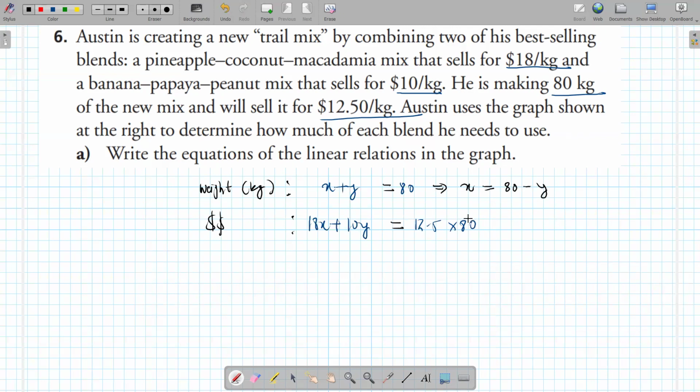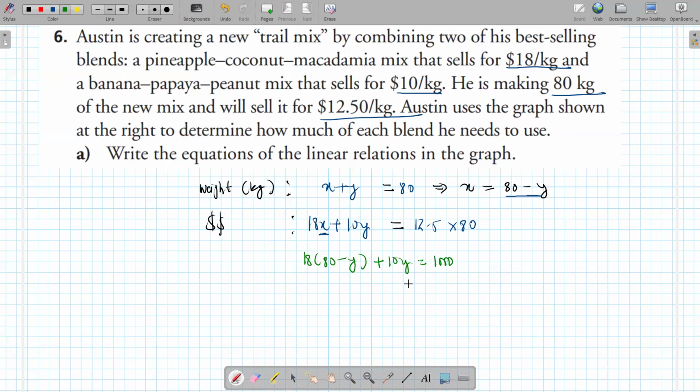So for substitution, you solve for one of the variables from the first equation, and you plug this as x into the second equation. So this becomes 18 times (80 minus y), plus 10y equals 1000. Does that make sense, the substitution thing? Mhm. Now what do we do?